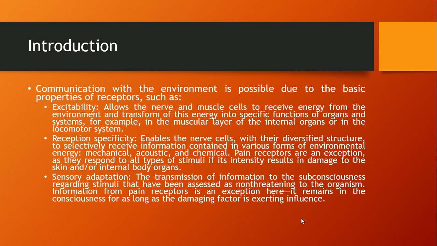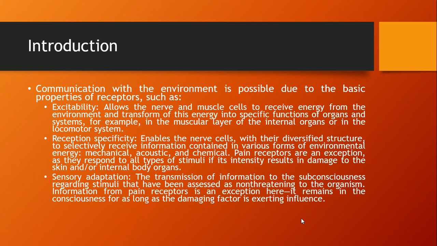Communication with the environment is possible due to the basic properties of receptors such as excitability. It allows the nerve and muscle cells to receive energy from the environment and transform this energy into specific functions of organs and systems, for example, in the muscular layer of the internal organs or in the locomotor system.